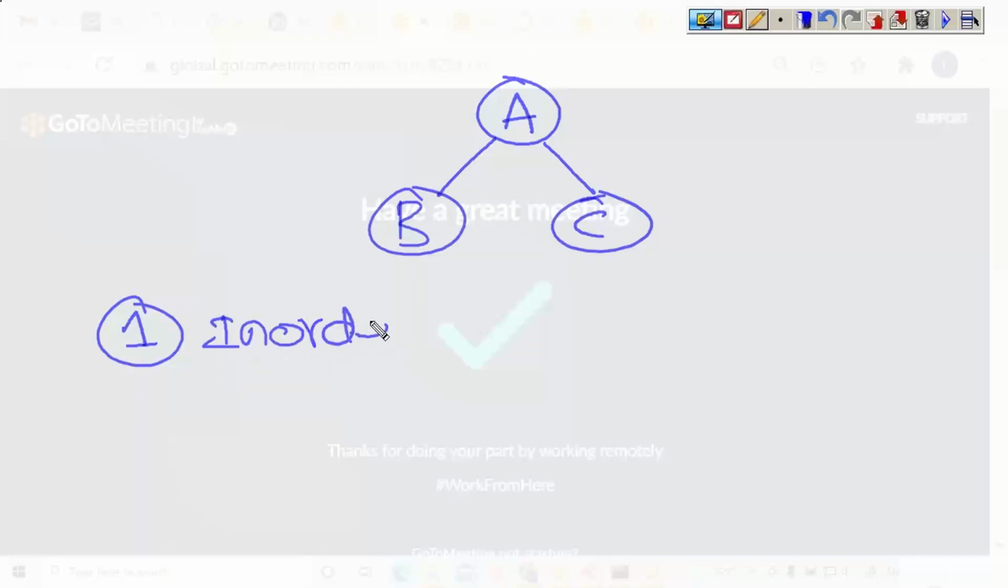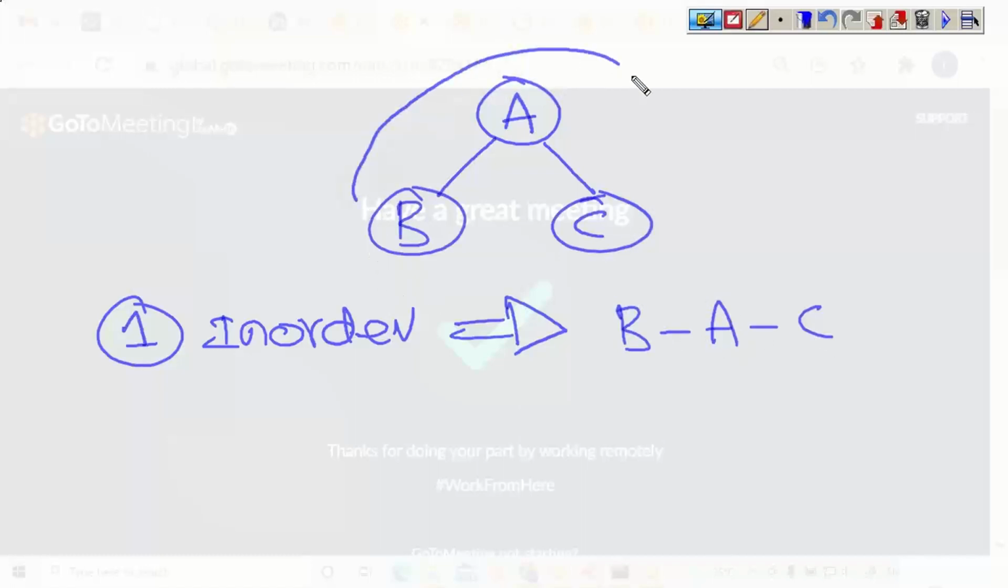In order is nothing but left to right. Generally, order we will be identifying from left to right. That is why it is called in order. In case of in order, left to right. So first left side child, then root, then right side.